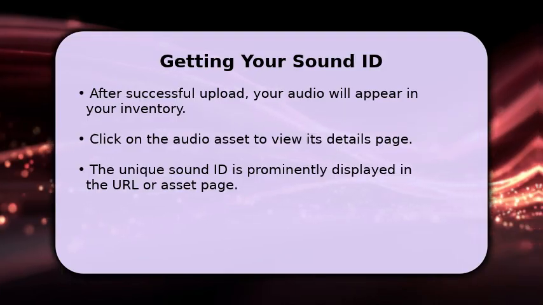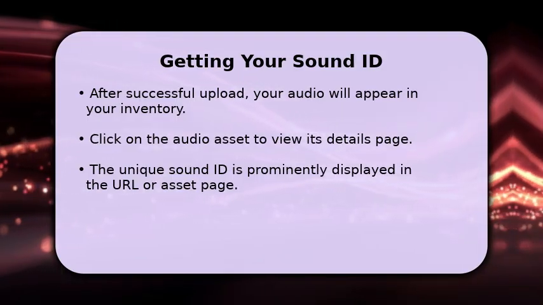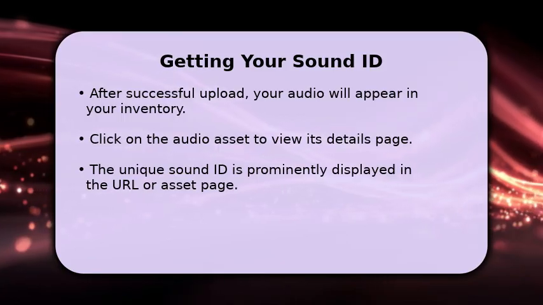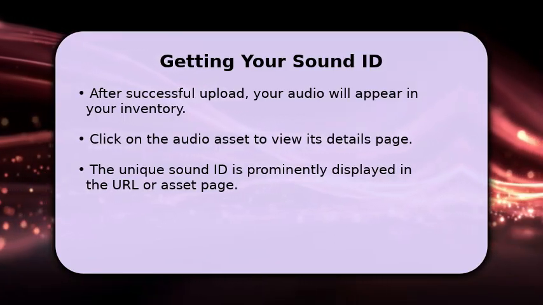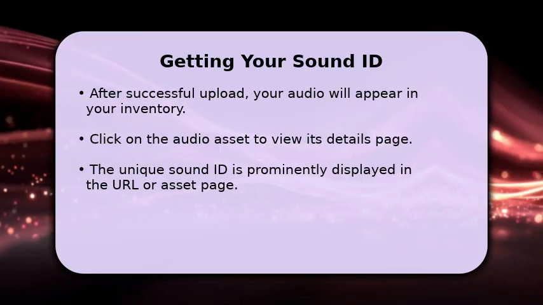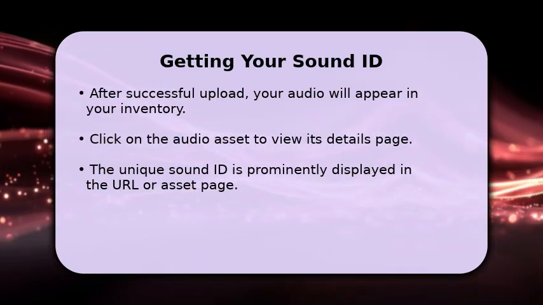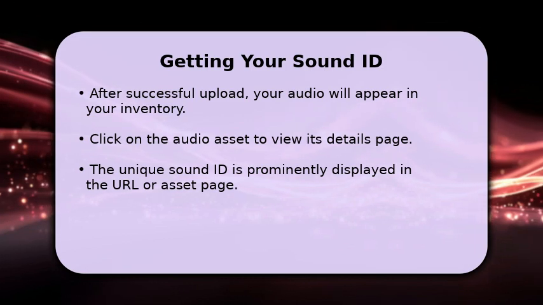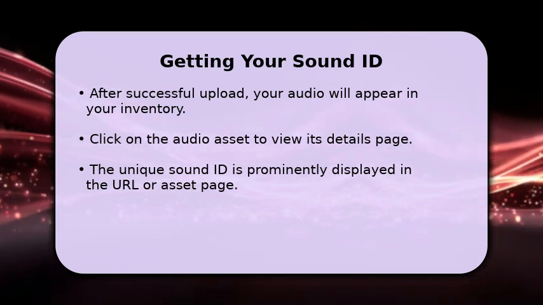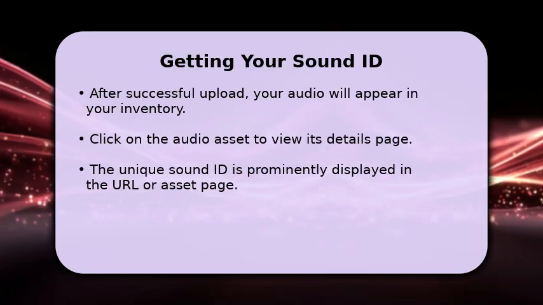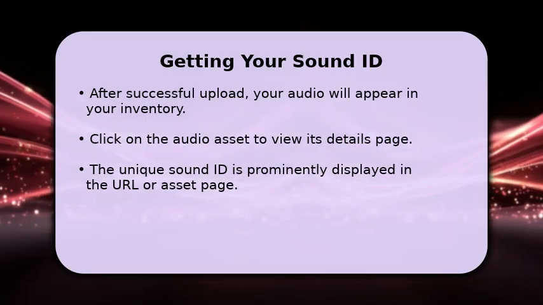To retrieve its unique identifier, simply click on the audio asset to open its details page. You'll notice the sound ID prominently displayed, often within the URL or directly on the asset page itself. Copy this numerical ID, as it's what you'll use to integrate your custom sound into your Roblox Studio creations.